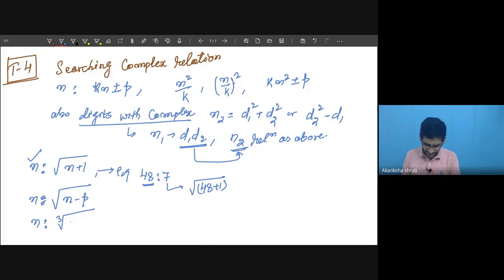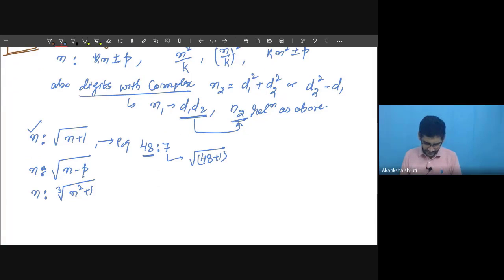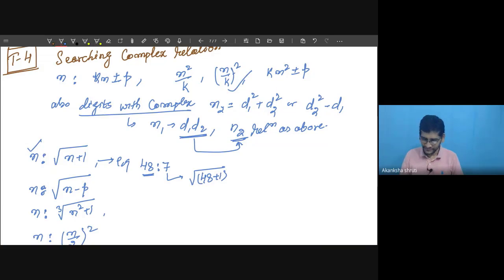So cube root of n square plus 1 or minus 1, it could be like this. So these are the various possibilities. It may be possible that on one side there is, say, x or n. We may write this as n itself. And on the other side, this n is first divided by 2, then there is a square. Whatever I am writing, it is the same thing.